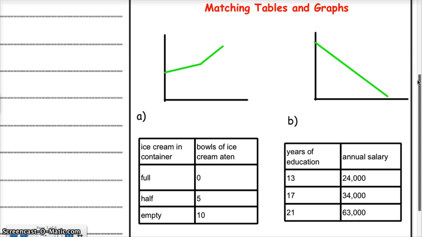So do you think this is an increasing or decreasing graph? It's decreasing, and eventually I'm empty. Which one looks like it could represent that? A or B? B. I started out with full, I got to about half, and then I got to nothing. So this would be B.